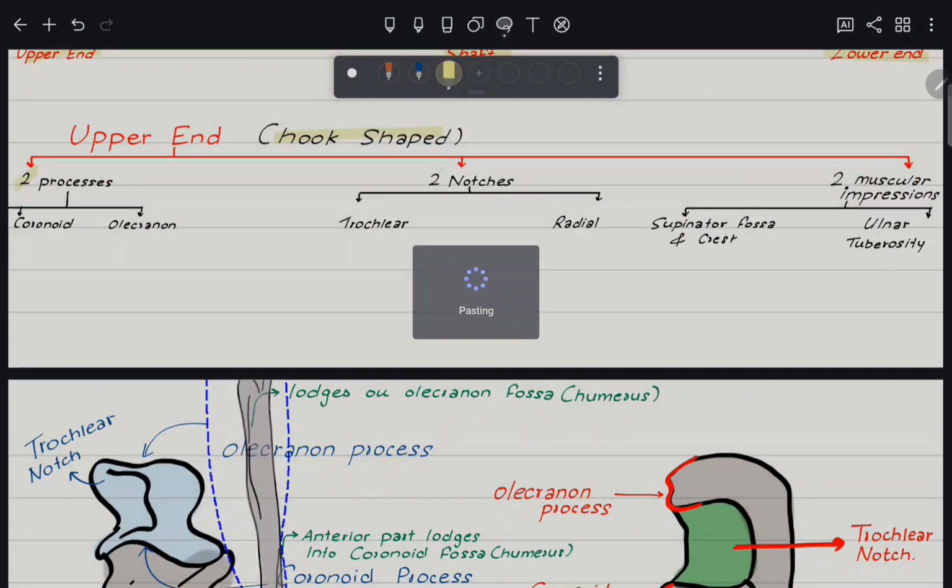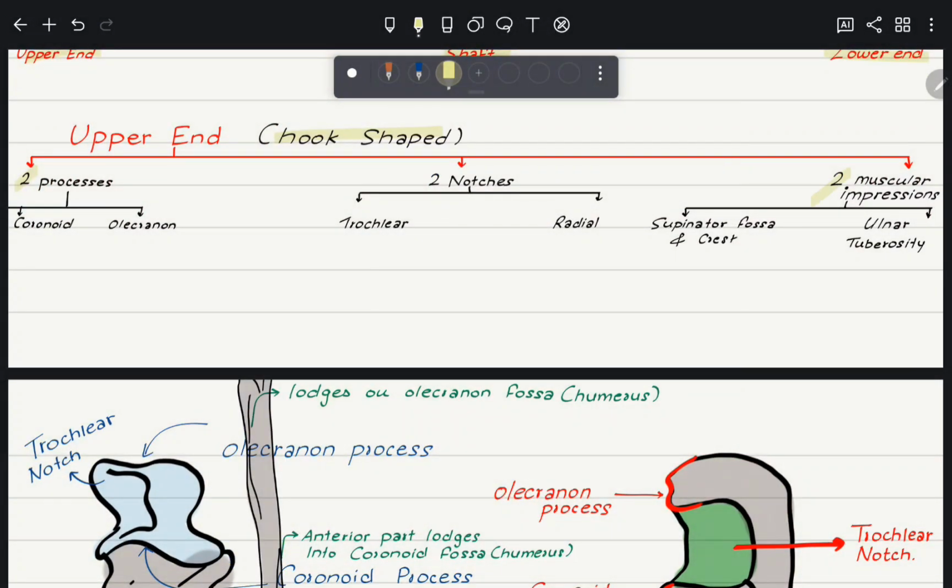It has two processes, two notches, and two impressions. Impressions in the sense of muscular impressions. The two processes are the coronoid process and olecranon process, the two notches are the trochlear notch and radial notch, and the two muscular impressions. The first one is the supinator fossa and crest, and the second one is the ulnar tuberosity.